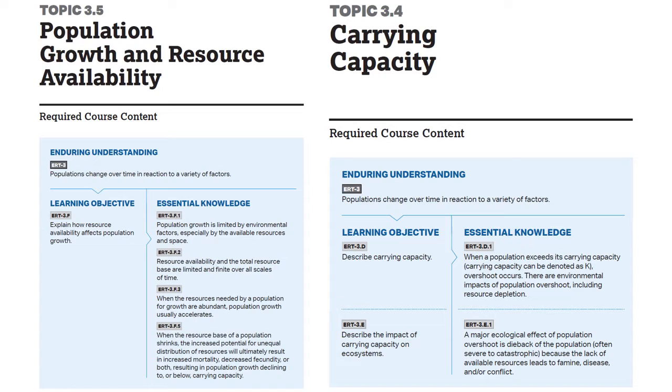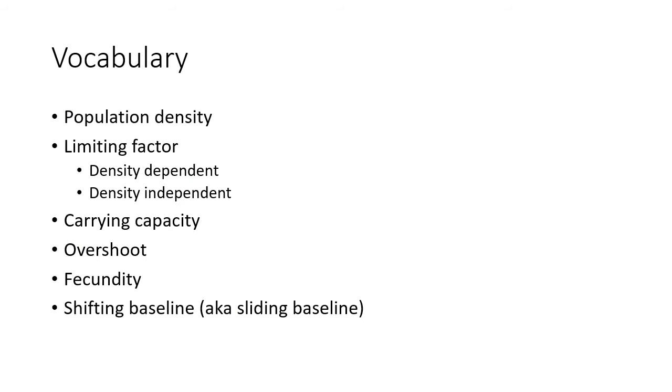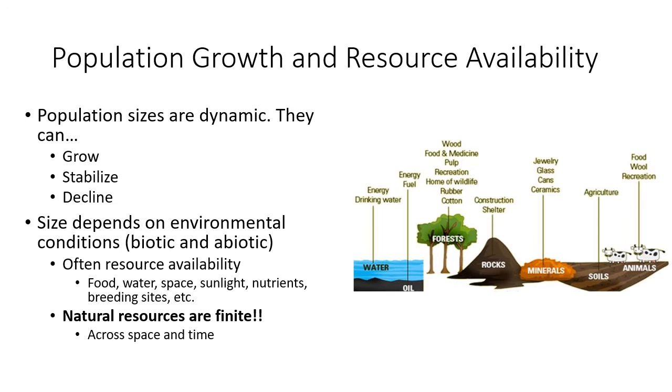So populations are dynamic. And the learning objectives for population growth and resource availability, we're looking at explaining how resource availability affects population growth. And then for carrying capacity, we have two learning objectives, just to be able to describe carrying capacity, and then describe the impact of carrying capacity on ecosystems. Vocab I'm going to skip as usual, but you can pause this and jot this down, make sure that you get it for later. And let's just jump right into how populations can grow depending on resource availability.